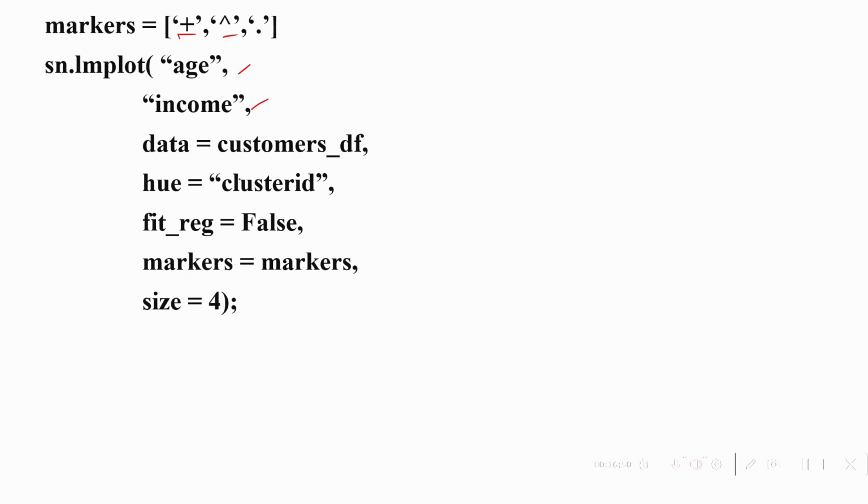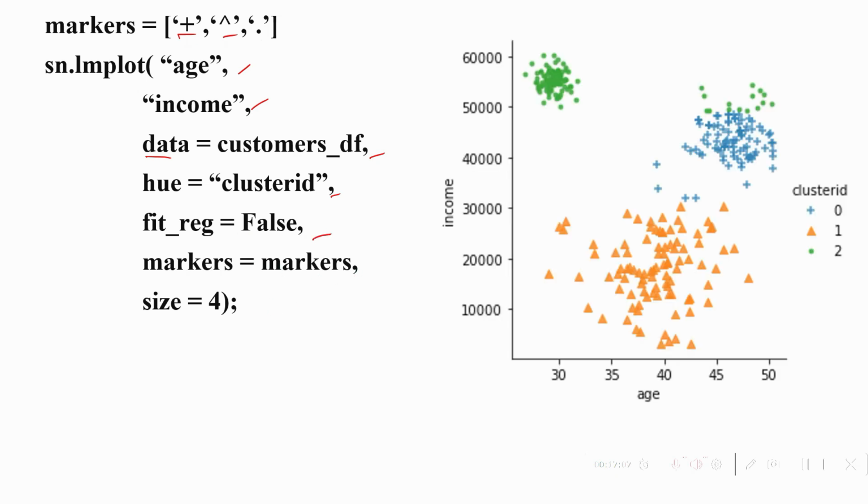Now the sns.lmplot takes age and income, the two important principal variables, with the data set equal to customers_df, that is our data frame, and hue equal to cluster ID. Based on the cluster ID, we are going to change the corresponding cluster color, with fit_reg equal to False, markers equal to markers, and size equal to 4.